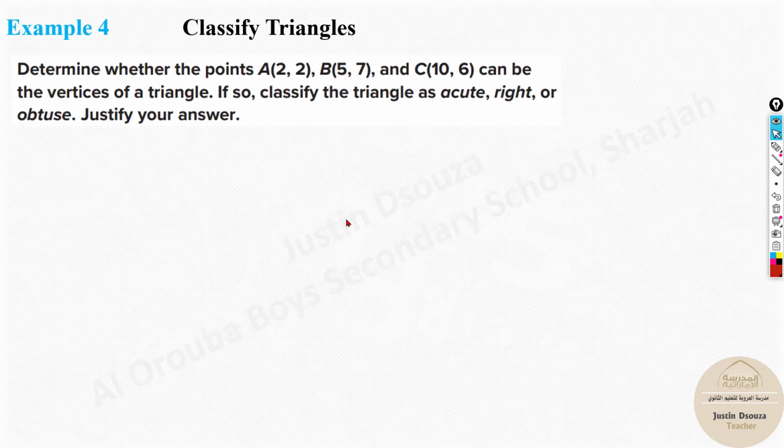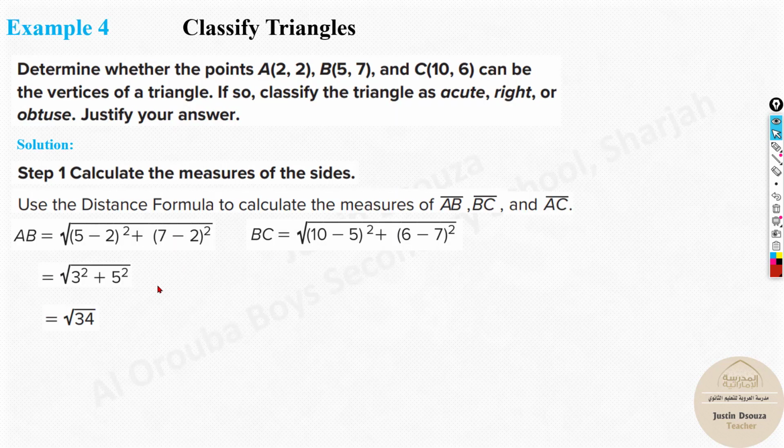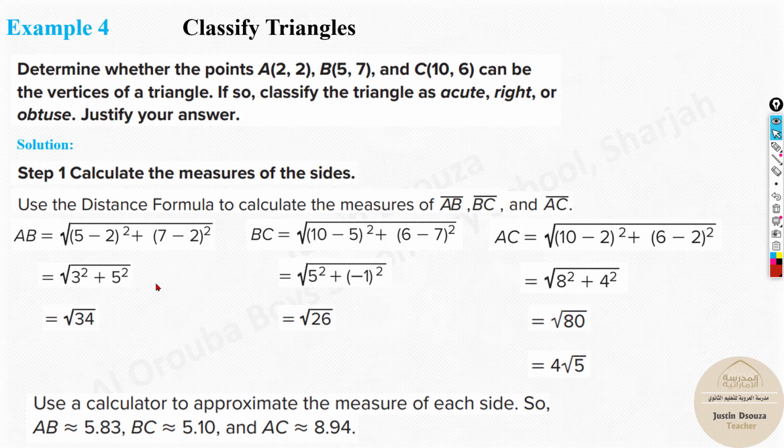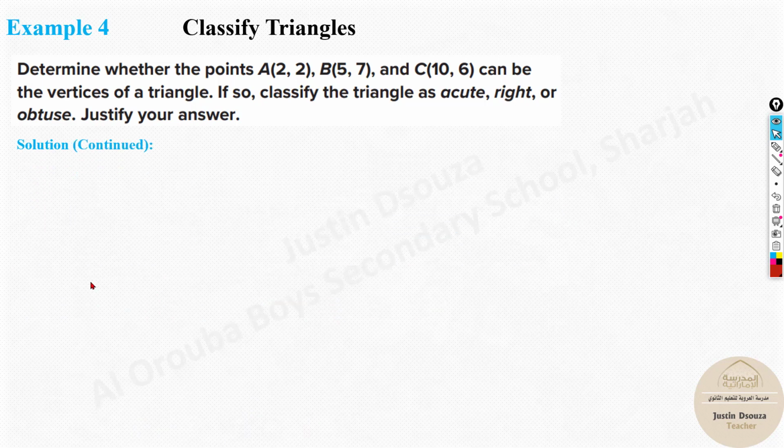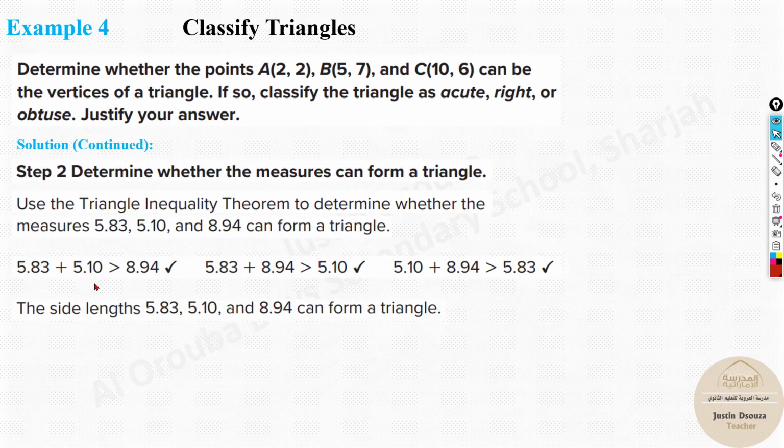Now then, we will classify triangles. First of all, we have been given over here the points. Determine whether the points A, B, C can be the vertices of a triangle. If so, classify the triangle as acute, right, or obtuse. Justify your answer. Now, there is one more theorem which I think I missed. Anyways, it's the triangle inequality. One second. Okay, sorry for that.